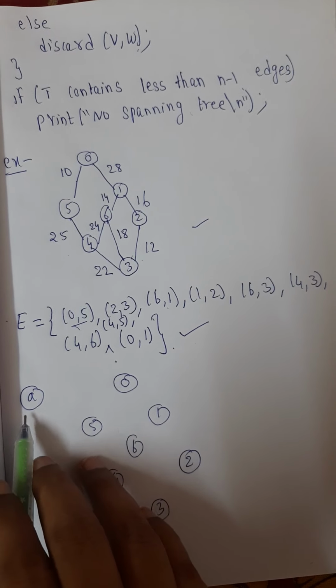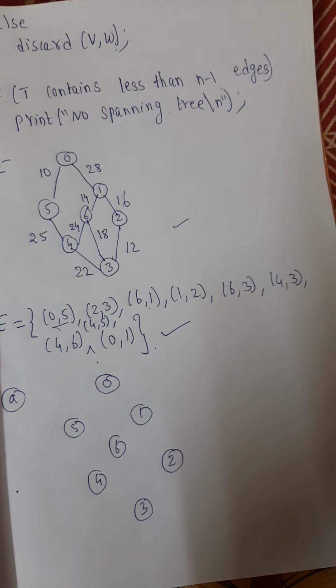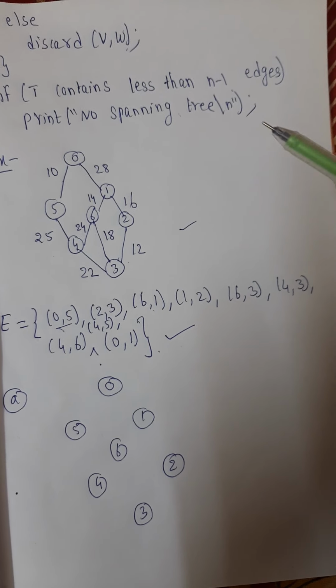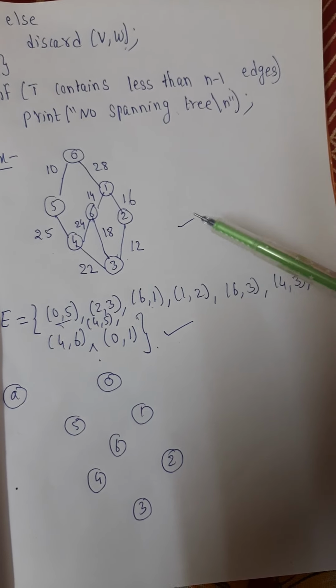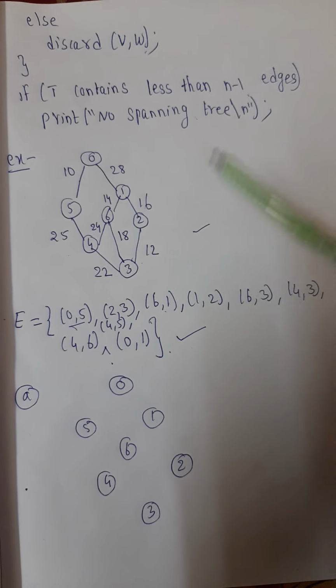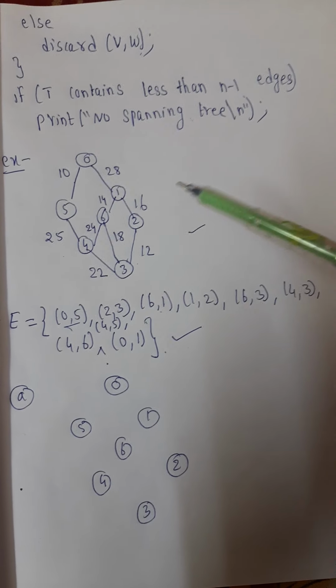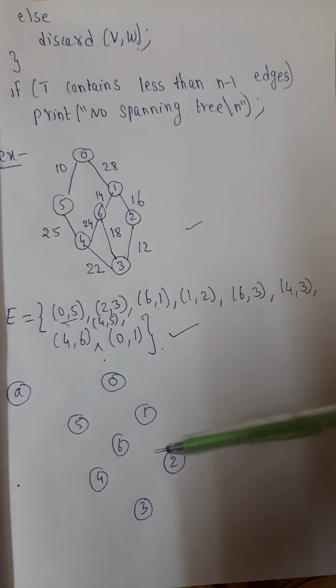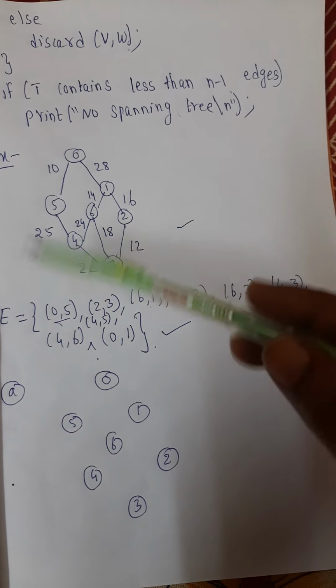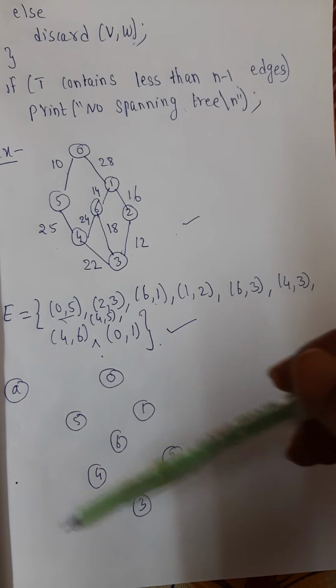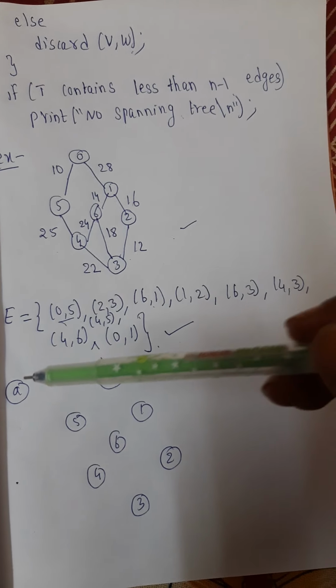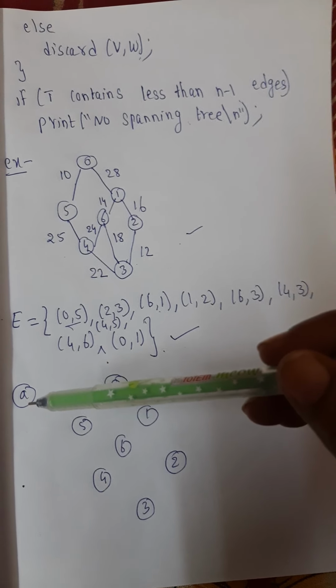Now, since it is a minimum cost spanning tree, whatever vertices you have in your graph, the same vertices you will have in your tree also. That is the reason I have taken the same vertices here. This is my figure number A.